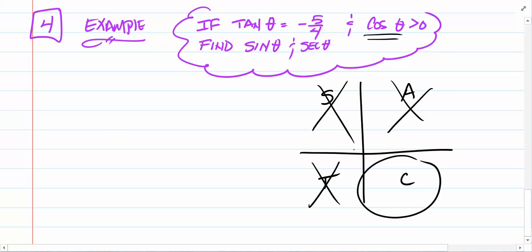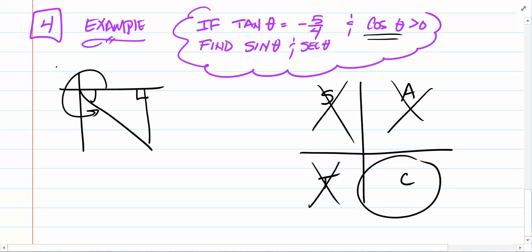Why is that important? Can I go over that again? Yeah, I'm just confused about the ASTC. If we know we're dealing with quadrant 4, let's draw a right triangle in quadrant 4. There's my theta. I'm in quadrant 4. And I know something about this particular right triangle. What do I know about this right triangle?